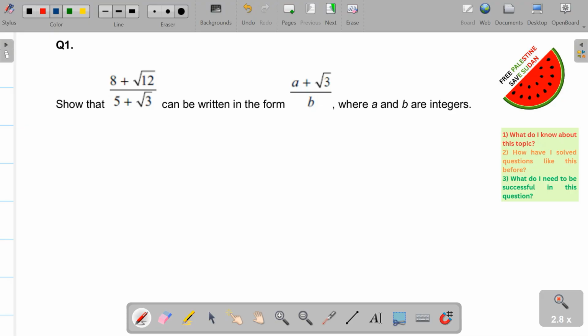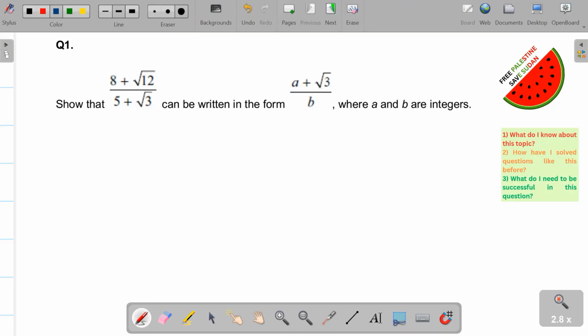Right. So this question is saying: show that (8 plus root 12) over (5 plus root 3) can be written in the form (a plus root 3) over b, where a and b are integers. Remember our planning questions. What do I know about this topic? How have I solved questions like this before? And what do I need to be successful in this question?